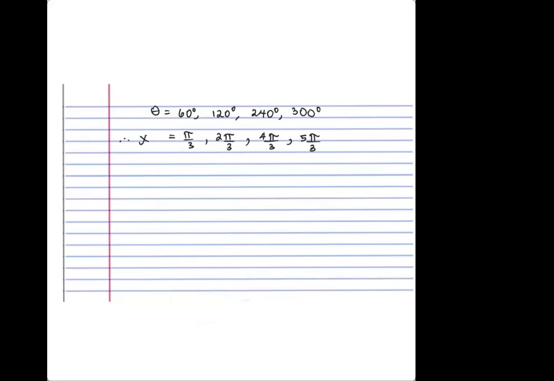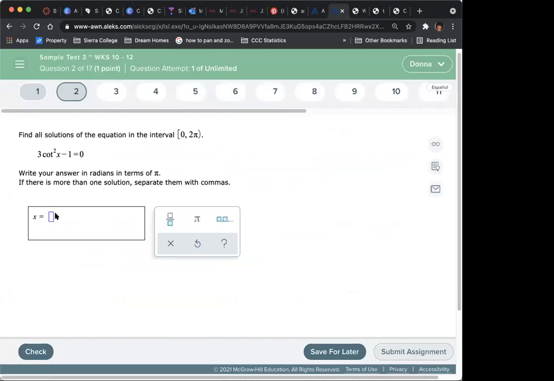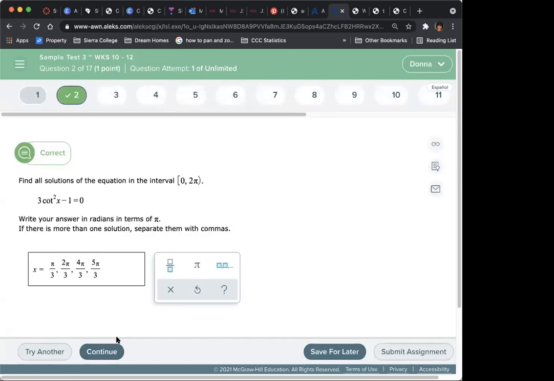All right, so let's go and plug in our answers on Alex. So checking our work. Woohoo, we got it right. All right, so the next one under my notes was number 4. So let's check out number 4.